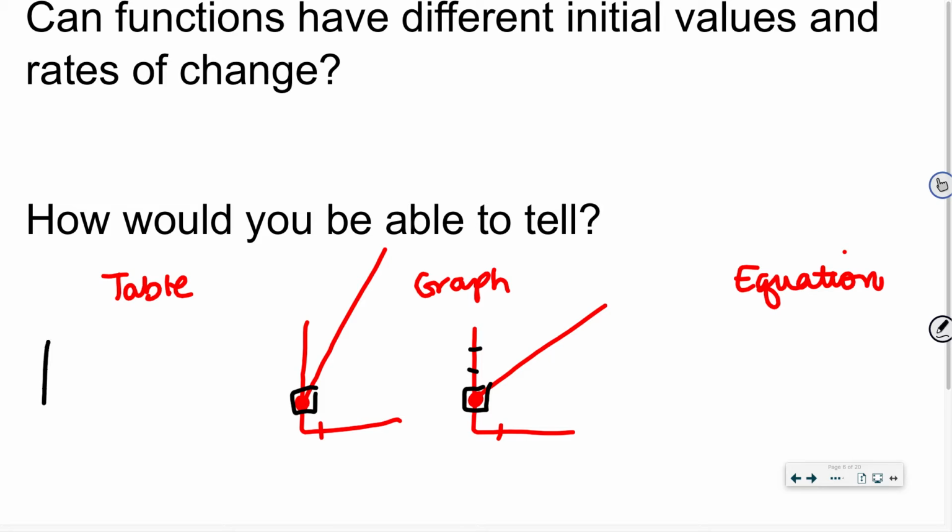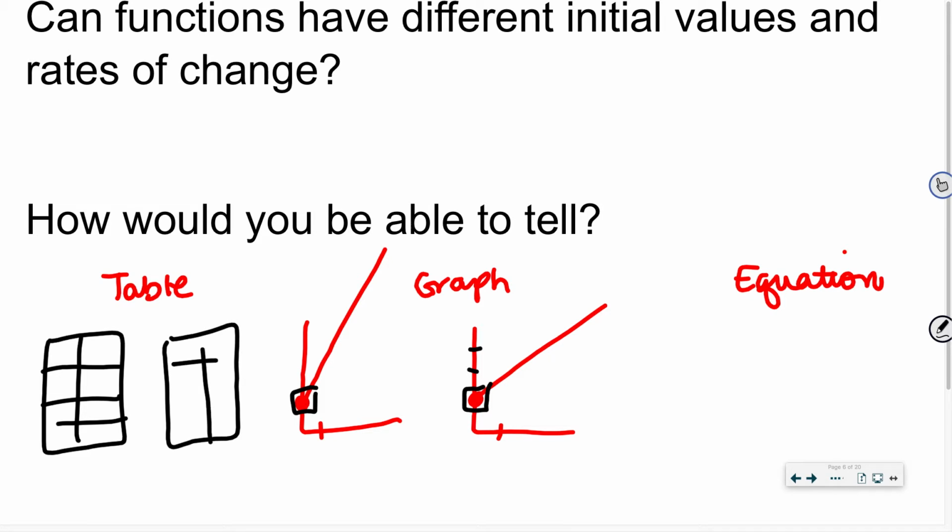What if I'm in a table, and I had 2 tables, and I wanted to find out if they had different initial values and different rates of change? How would I do that in 2 tables? Where would I find the initial value in a table? Yeah, where x is 0. So something like this, I can see that they have different initial values.